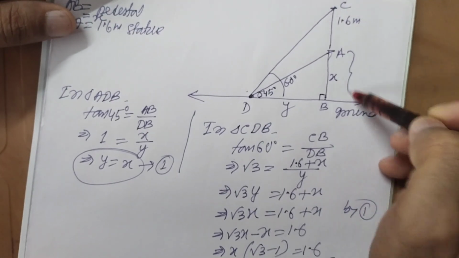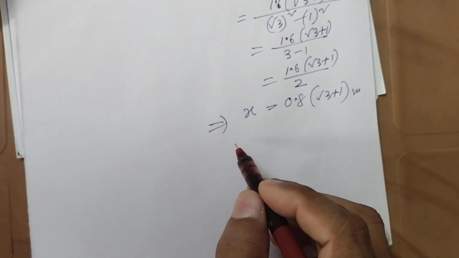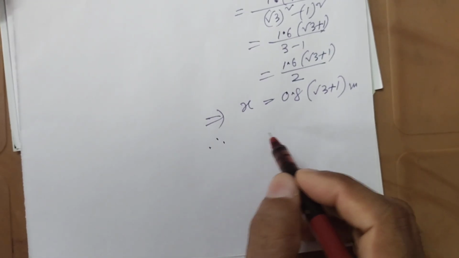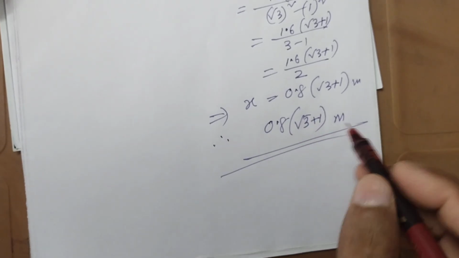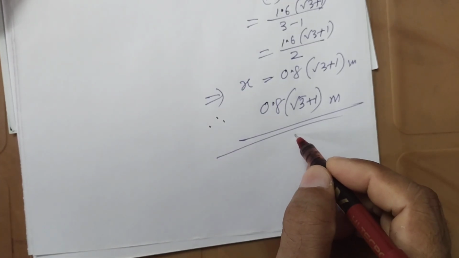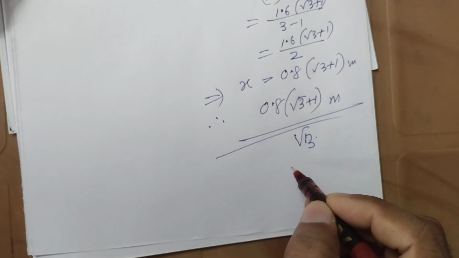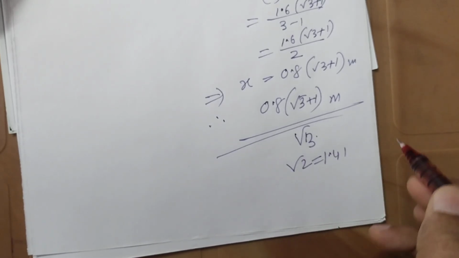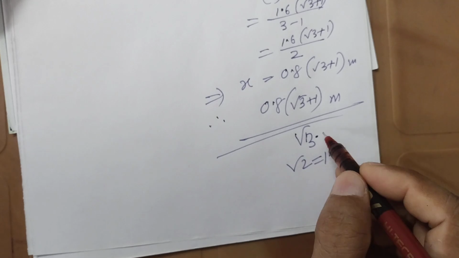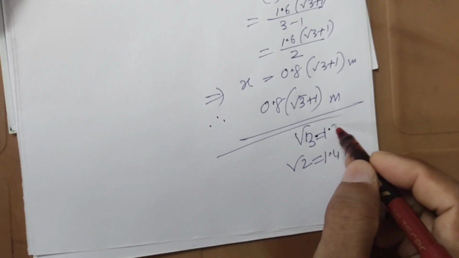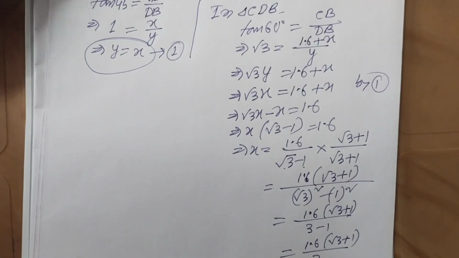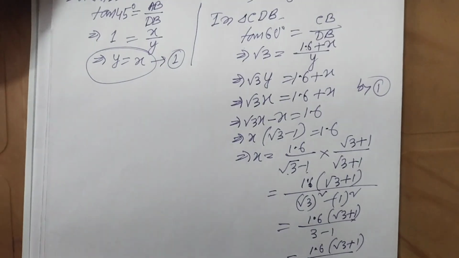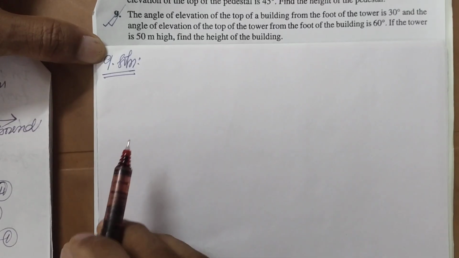of x. And what is x? You see here we took x as the height of the pedestal, okay, AB, and you can write the conclusion. Therefore the height of the pedestal is 0.8 into root 3 plus 1 meter, and root 3 value also you can put if you want. Root 3 value is 1.73, root 2 value remember it is 1.41, something like that, 1.4, and root 3 is 1.73, like that, and you can keep it here like this also. And then it is the solution for question number 8. Next is question number 9. Question number 9 solution.